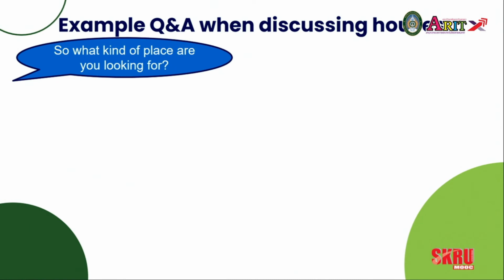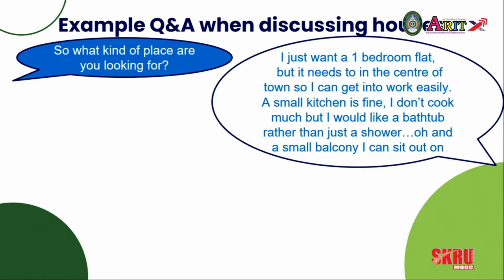In this case, we're looking at someone talking to a real estate agent. They're looking for a new house, and the person's asking what do they want. So what kind of place are you looking for? I just want a one-bedroom flat, but it needs to be in the centre of town so I can get into work easily. A small kitchen is fine, I don't cook much, but I would like a bathtub rather than just a shower. Oh, and a small balcony I can sit out on.